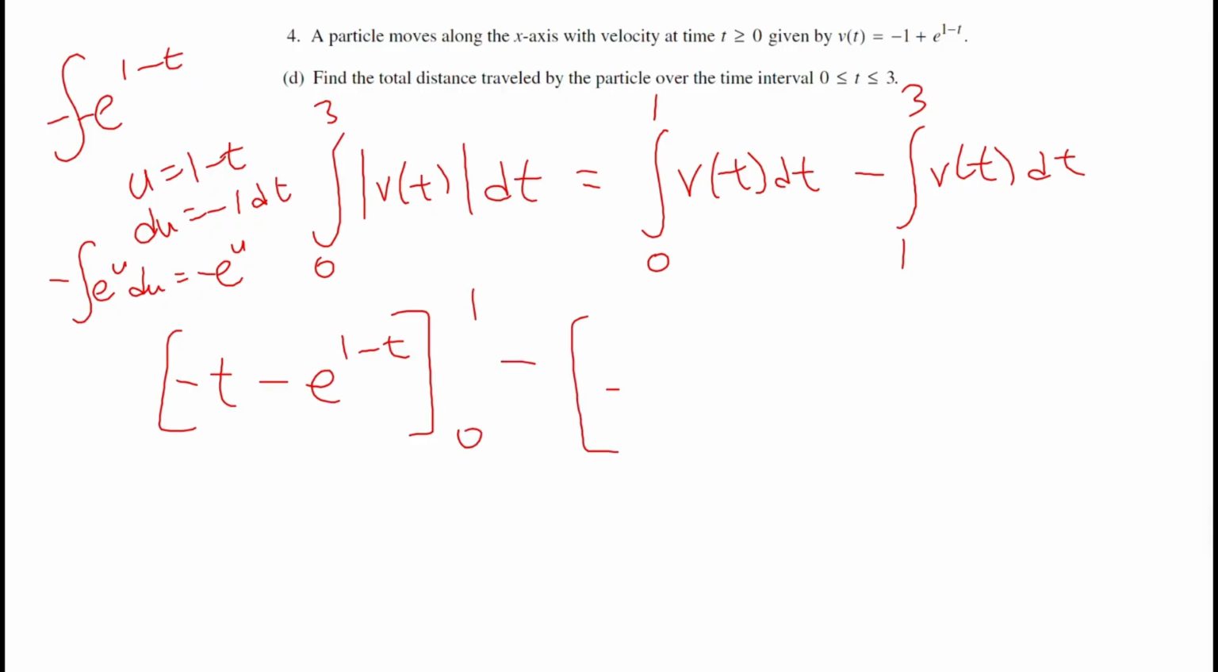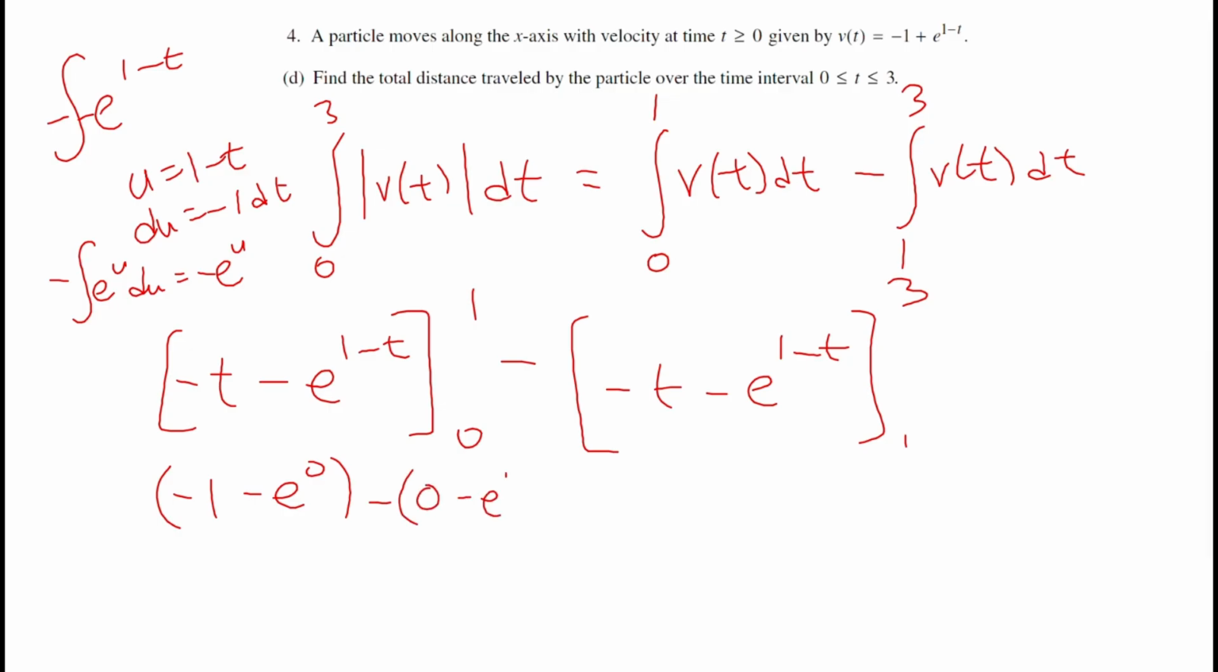And then we're going to subtract that, evaluated from 1 to 3. So if we plug in 1, we get negative 1 minus e^0, and then minus 0 minus e^1. And then minus this whole thing, which is going to be negative 3 minus e^(-2), minus negative 1 minus e^0, when we plug it all in.